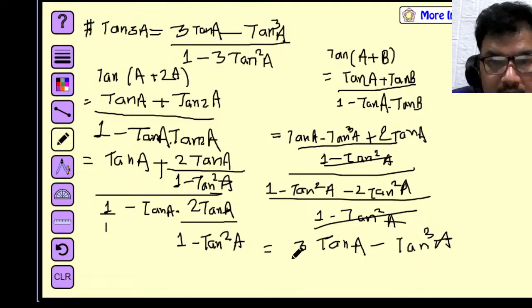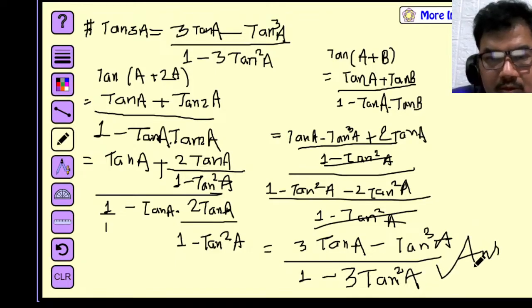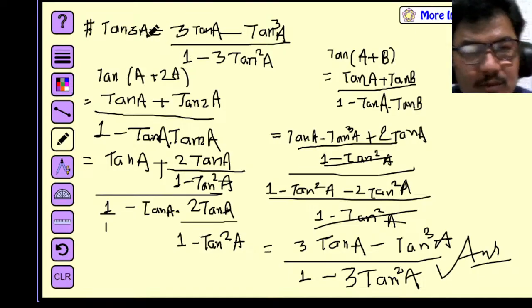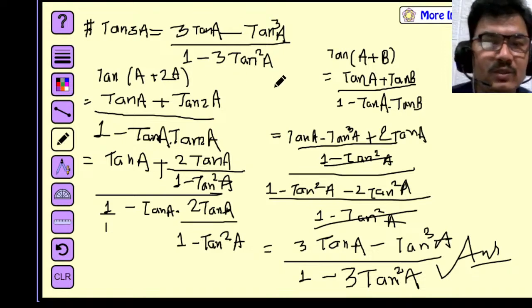Then whole upon, this and this added: 1 minus tan square A and 2 tan square A added gives 1 minus 3 tan square A. Like this, we derive another relation of tan 3A in terms of tan A: 3 tan A minus tan cube A by 1 minus 3 tan square A. This is the answer, how tan 3A comes.